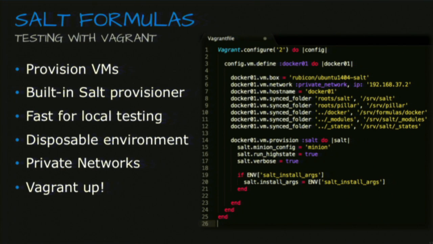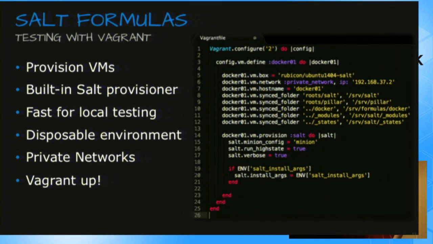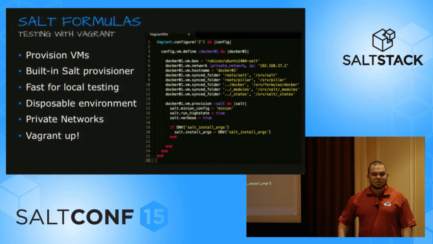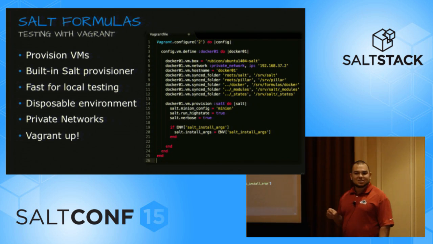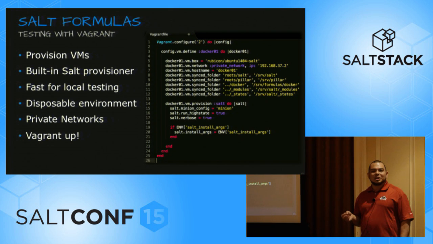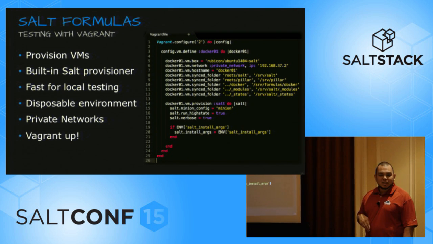If you're not familiar with Vagrant, it's a tool for provisioning VMs. Works really well locally for fast testing. It's disposable, so you define your VMs in a way that you can spin them up, destroy them, and then recreate that same environment. Vagrant also comes with a built-in Salt provisioner, right? So you can use it to already bootstrap Salt and execute things that you have in this pillar data, right?